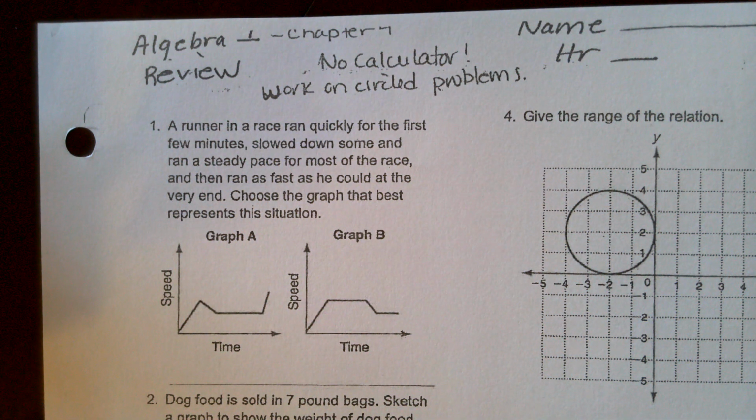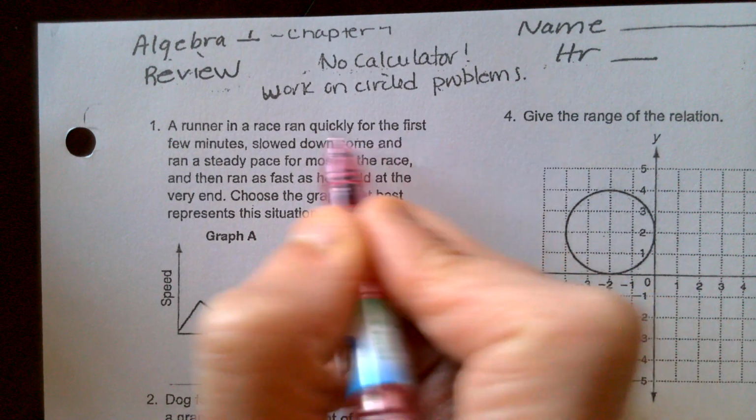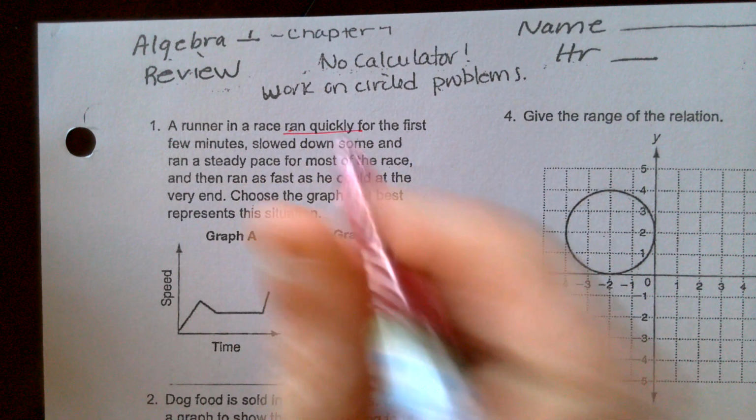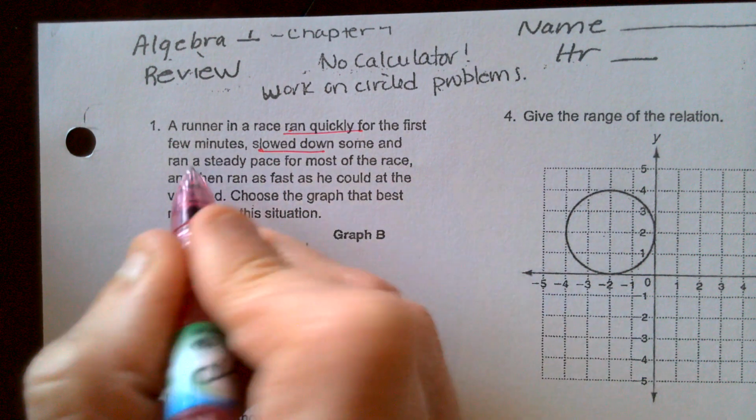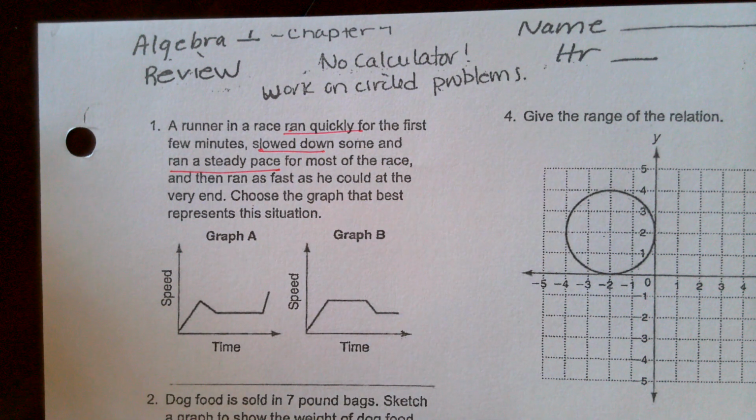All right, here's our second review. So we'll work through this. A runner in a race ran quickly for the first few minutes, slowed down some, and then ran a steady race. Okay, so we have a few things happening. Ran quickly, slowed down, ran a steady pace, and then ran as fast as he could at the very end. So choose the graph that best describes this.